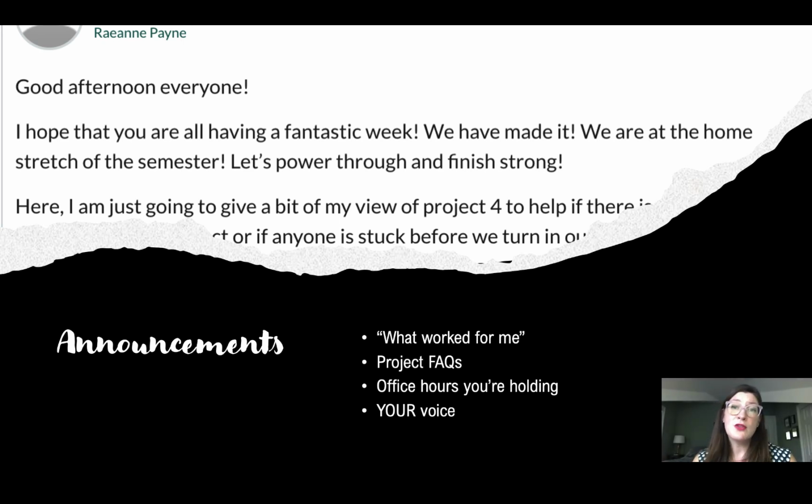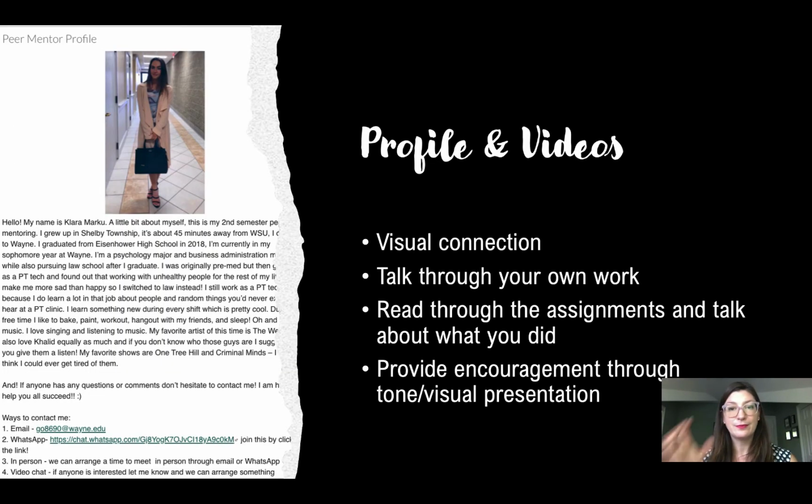If a peer mentor is holding office hours, or if you're holding office hours via Zoom, you can have the peer mentor signal boost that in an announcement. And just separating your voice from the peer mentor's voice can be really powerful for students, so that they get a sense of repetition, and that provides a sense of emphasis.